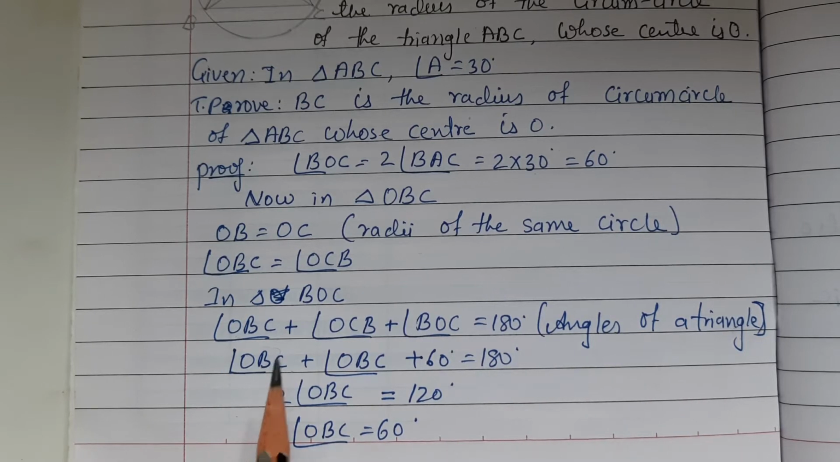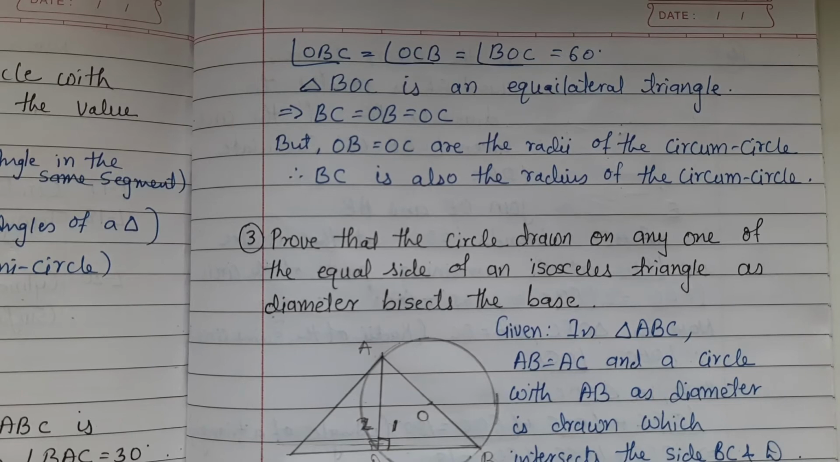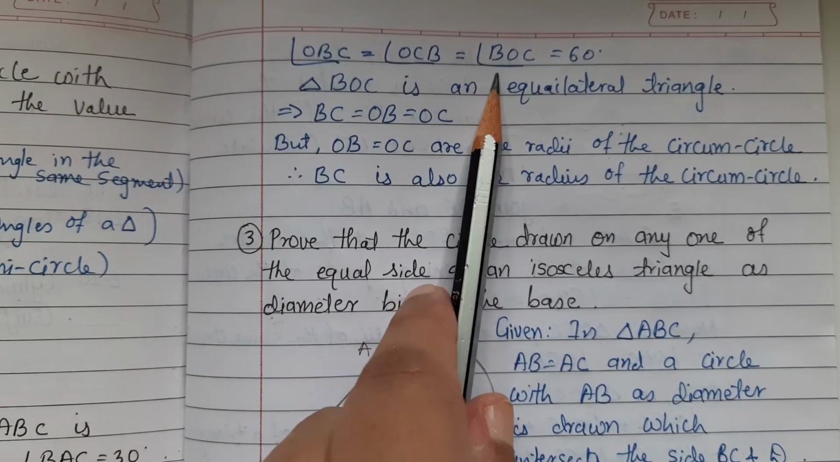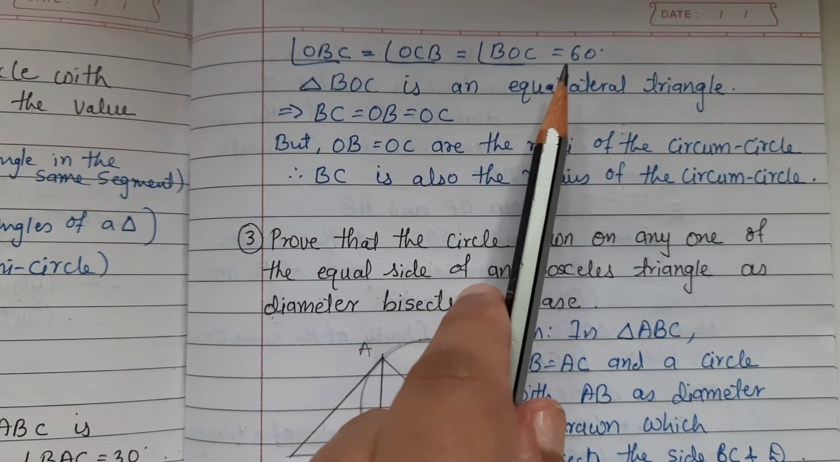Angle OBC, angle OCB is equal to OBC. So, OBC plus OBC plus BOC, which is 60 degrees, equal to 180. 2 angle OBC is equal to 120 degrees. Therefore, angle OBC equal to 60 degrees. Therefore, all the three angles are equal and they are 60 degrees.